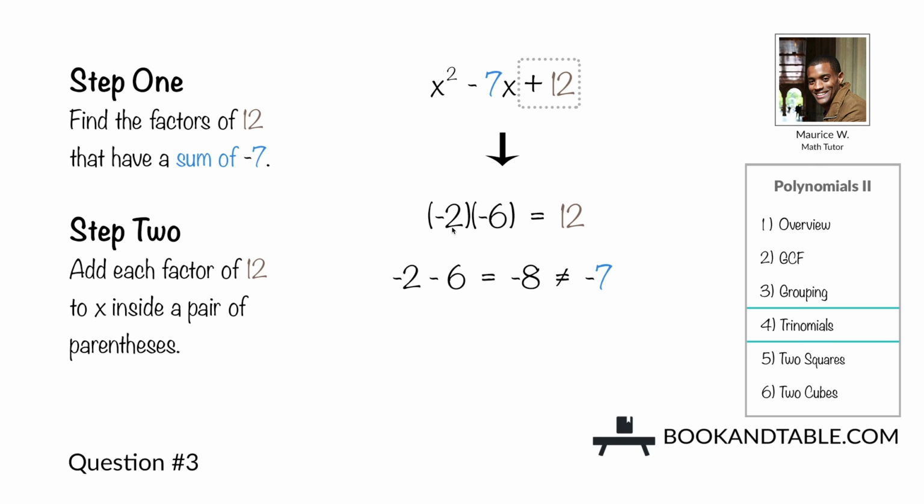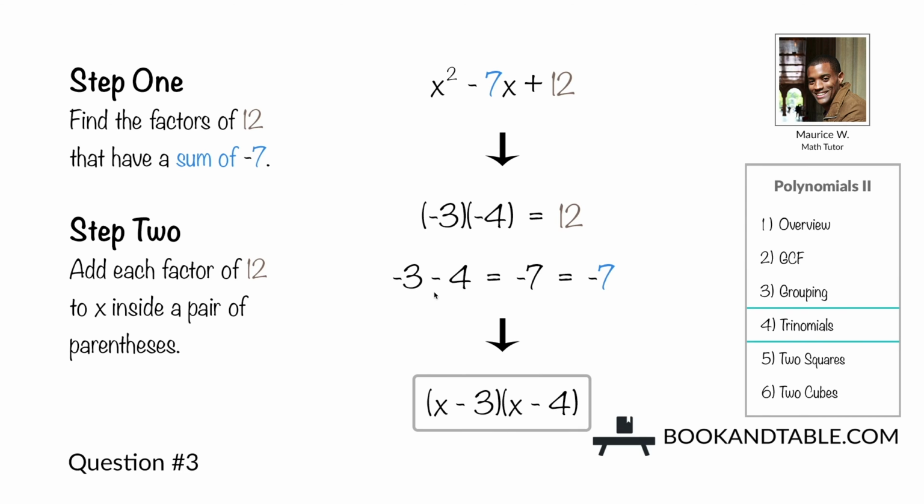We then try negative 2 times negative 6, since that equals positive 12. But when we add them up, we get negative 2 minus 6, which is negative 8, and that does not equal negative 7. So we need to try two other factors of 12. So we'll try negative 3 times negative 4, which gives us a product of 12. And they give us a sum of negative 3 minus 4, which is negative 7, and that does match the coefficient of our x. So now we can add each of these factors to x inside a pair of parentheses, giving us x minus 3 and x minus 4.